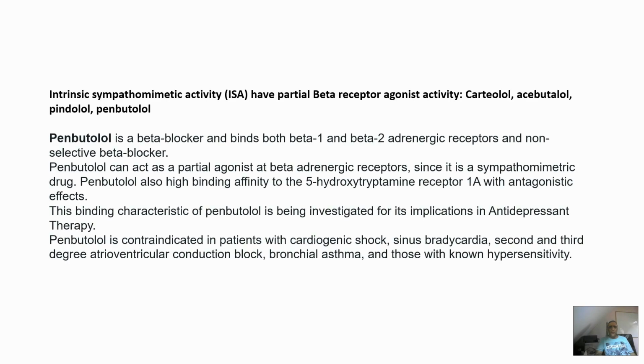Some of the beta blockers have ISA effect, which means partial beta receptor agonist activity, like Carteolol, Acebutolol, Pindolol, and Penbutolol. Penbutolol we didn't see in the last slides. It is a beta blocker that binds to both beta 1 and beta 2 adrenergic receptors, and it's a non-selective beta blocker. Penbutolol can act as a partial agonist at the beta adrenergic receptor, since it is a sympathomimetic drug. And Penbutolol also has high binding affinity to the serotonin receptor 1A with antagonist effect.